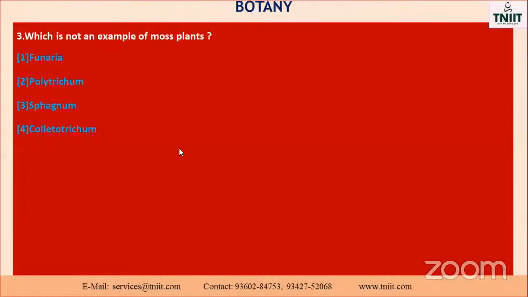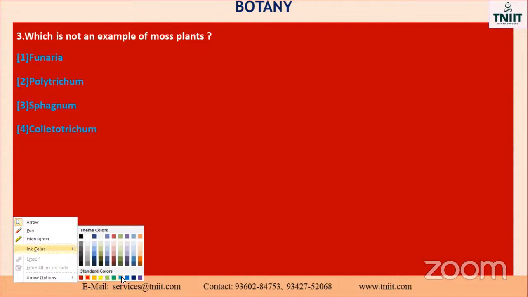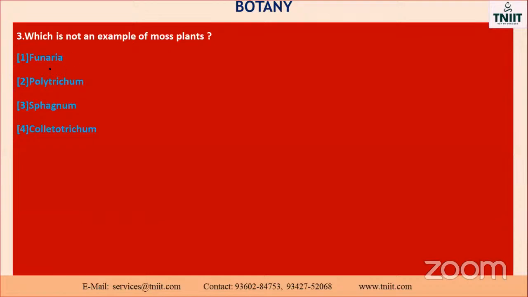What is the next one? Which is not an example of moss plant? You see Funaria, Polytrichum, Sphagnum, Cholicotrichum. Already you studied Cholicotrichum is also one of the examples. Funaria, the structure will be like this, isn't it, my dear? This is called the frond. This is also the capsule. Already you studied.